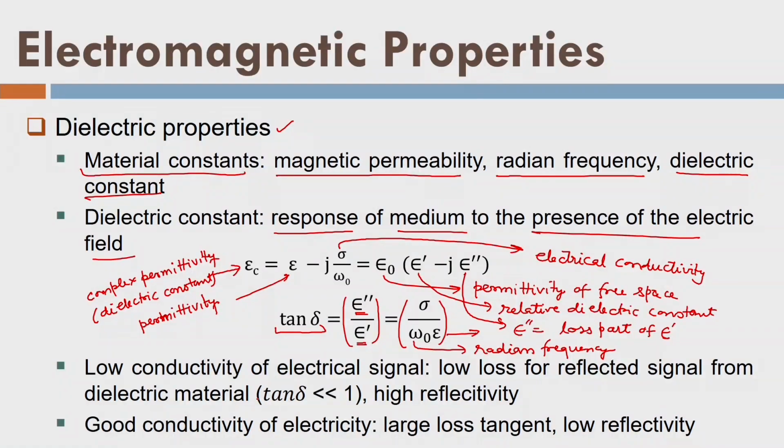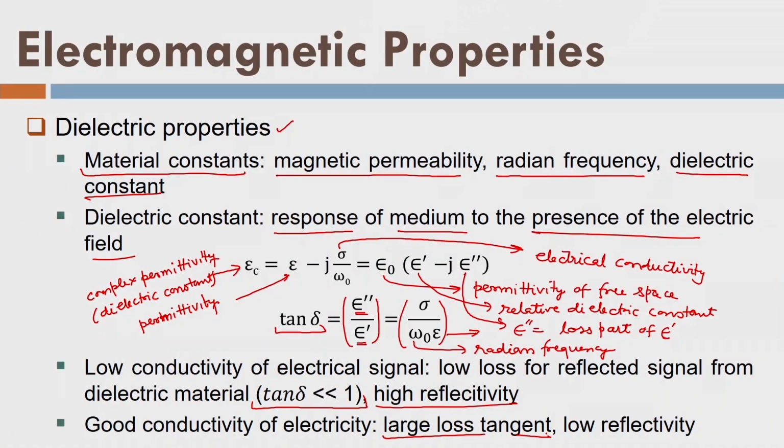On the other hand, if I want more reflectivity of the material, what should happen? The material should not absorb or should not allow the radiation to pass through it. It should reflect it. If that happens, epsilon double dash will be very, very small, and as a result tangent delta will be less than 1, and that is called high reflective material. And if the material is good conductivity of the electricity, what will happen? It will allow the radiation to pass through it, and in that case tangent delta will be close to 1 and I will have low reflectivity. So, such material will give me less reflected backscatter in case of radar.